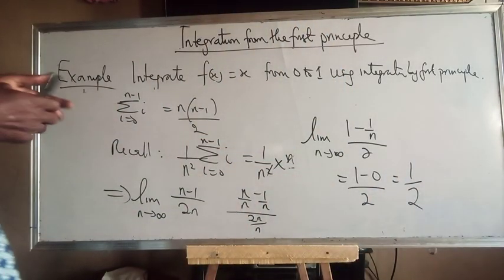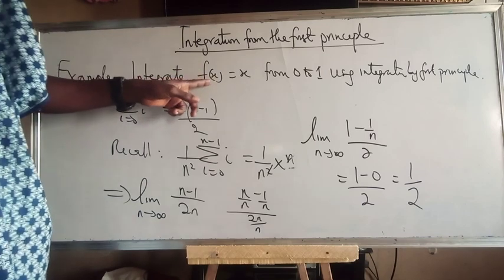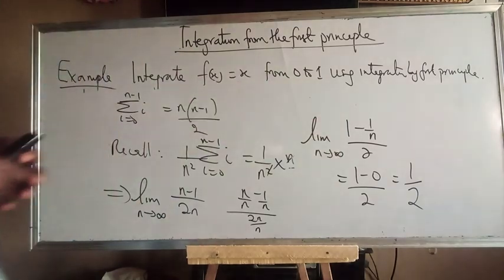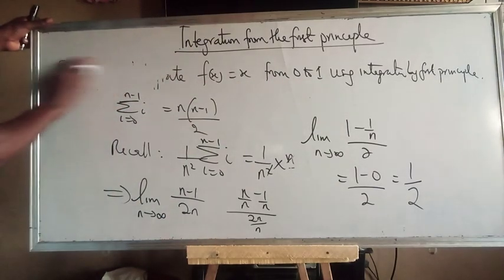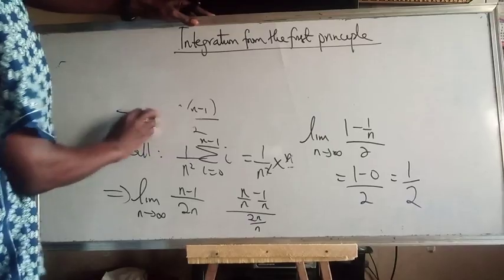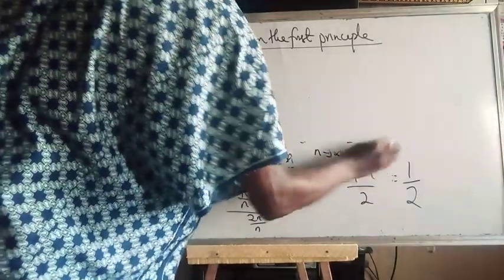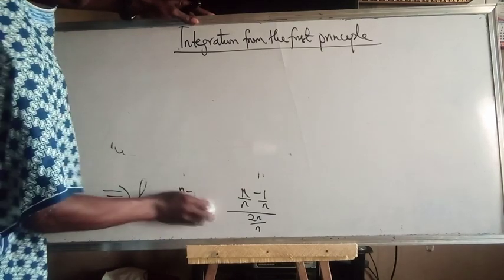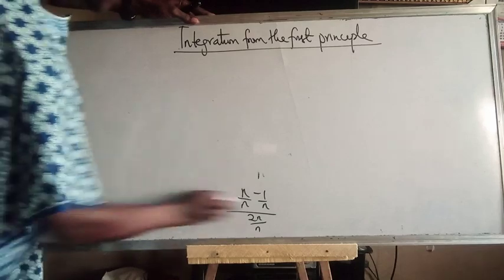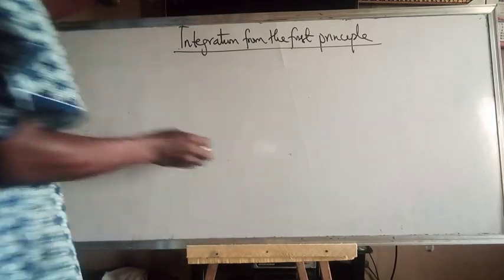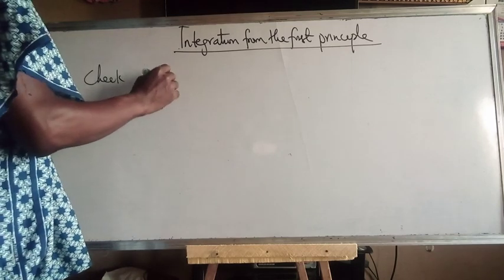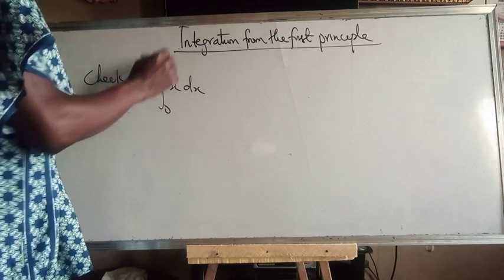So that means if we integrate the function f of x equals x from the limit 0 to 1, we're going to get half. Let's check whether we get it right or not. We can check using the normal calculus method. Check the integral of x dx moving from 0 to 1.